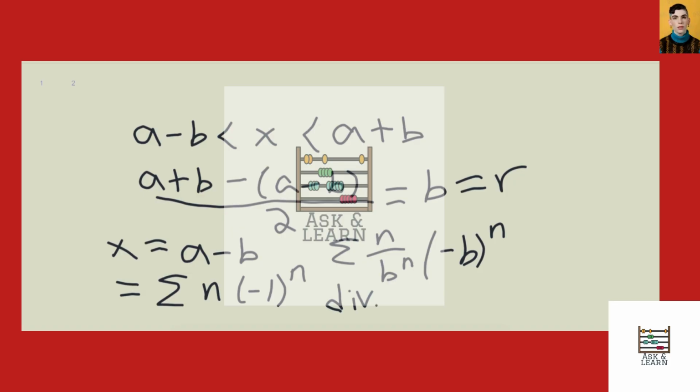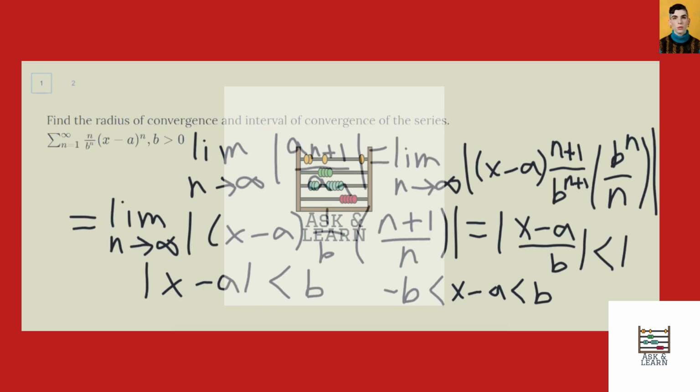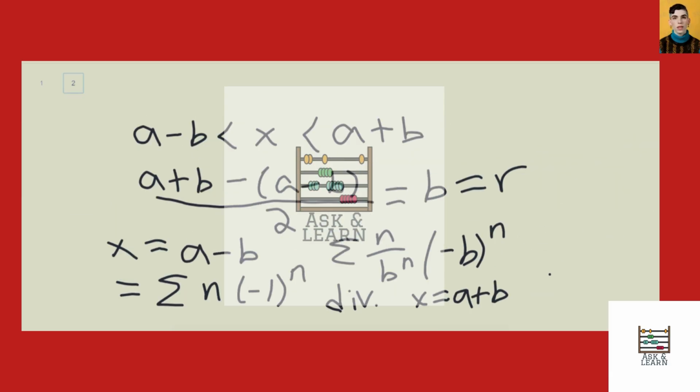Okay, and then similarly, if x is equal to a plus b, we plug in x equals a plus b here. A minus a is 0, so we just have b here. So b to the n divided by b to the n, those will cancel, and we just get the sum from n equals 1 to infinity of n. And again, this is certainly not going to go to 0, so we can't possibly have convergence. So again, we get divergence here.